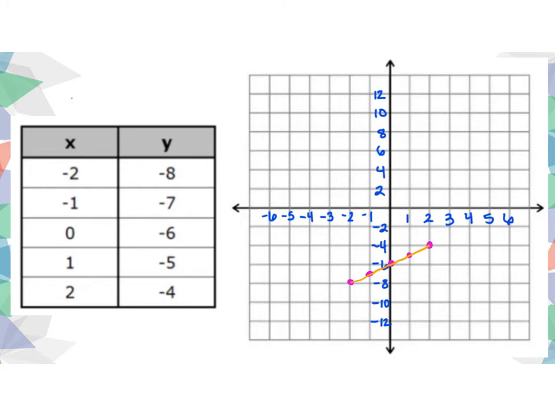If I look back at my table, I notice that I subtract 6 each time to get from x to y. So my equation would be y equals x minus 6.